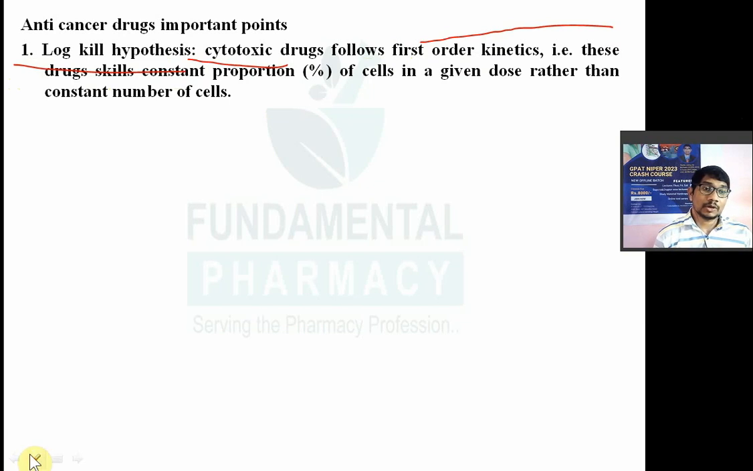Means for example, a particular dose is required to reduce the cancer cell population from 1000 cells to 100 cells. Say for example 10 milligram anti-cancer drug लग रहा है आपको 1000 सेल से 100 सेल्स तक लाने के लिए, मतलब उतना प्रोपोर्शन किल करने के लिए, तो उतना ही डोज आपका 100 सेल से 10 सेल तक किल करेगा. They are a concentration, they are a percentage. They kill the cancer cells in a constant proportion. They follow first order kinetics. You have to remember. That is known as the log kill hypothesis.